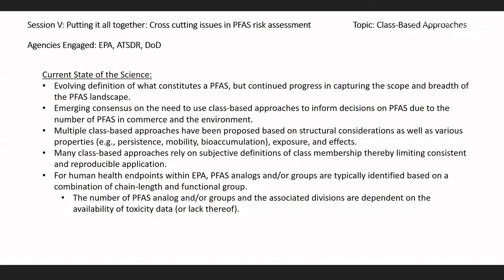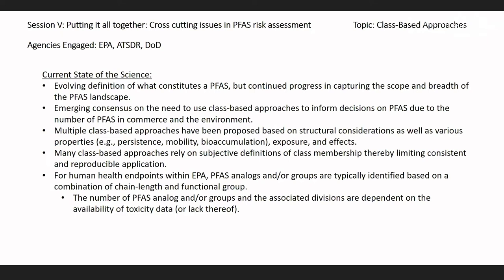Thank you, and I appreciate the opportunity to address this particular topic area. The agencies engaged in pulling us all together were, at the top, EPA, ATSDR, and the Department of Defense, both contributing to the summary of the state of the science, as well as ongoing activities and potential data gaps.